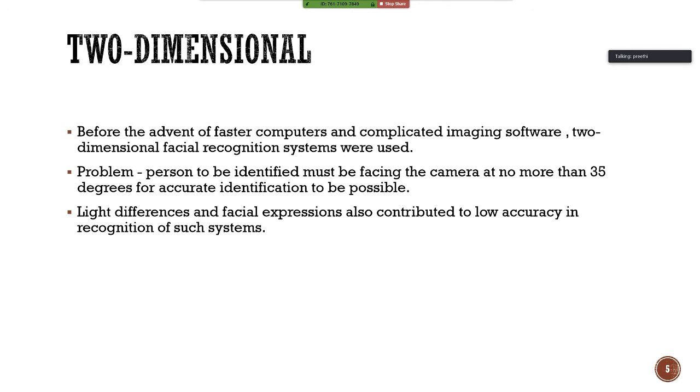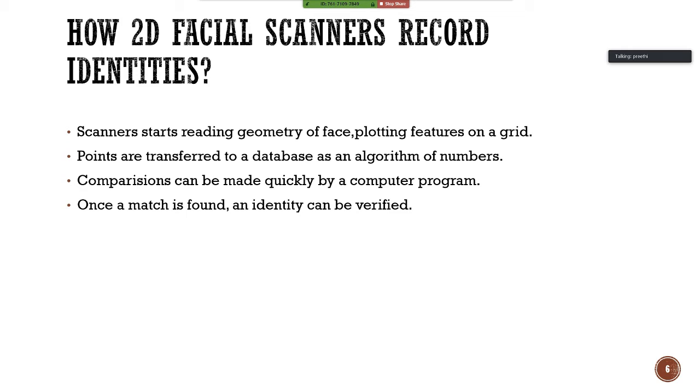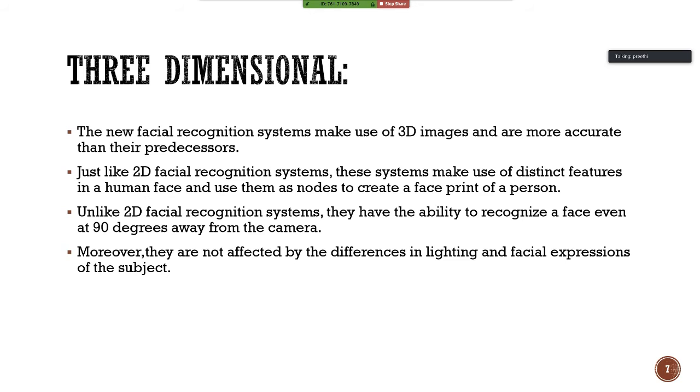So, how do these scanners work? First, the scanner reads the geometry of the face. It detects the face shape and then it plots particular features on a grid. Then the plotted points are transferred to a database as an algorithm of numbers so that the computer program can make comparisons quickly. Once the comparison is made, a match can be found, by which an identity is verified. So further will be explained by Sashwata.